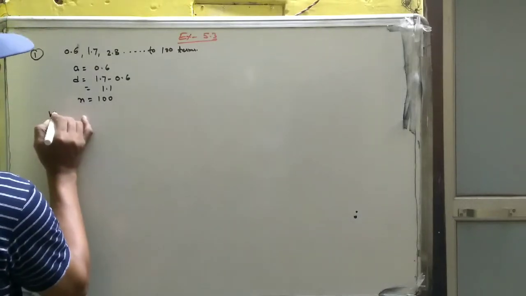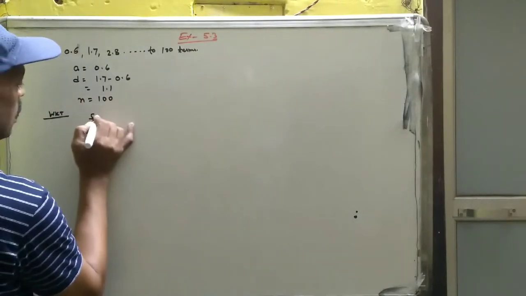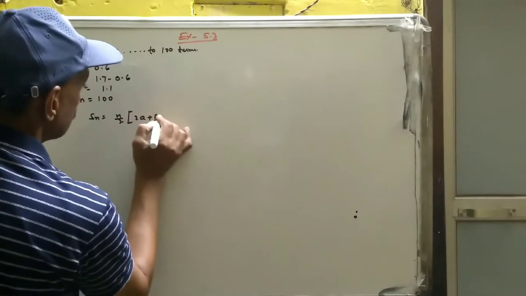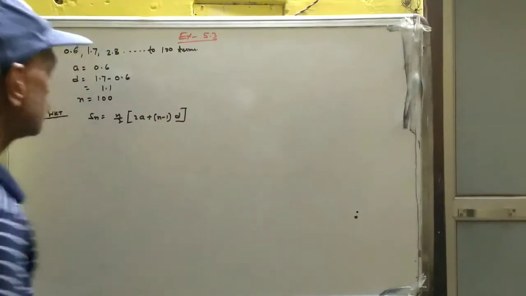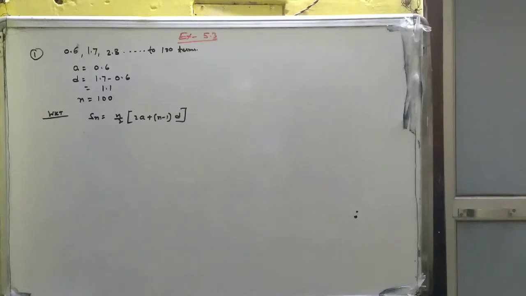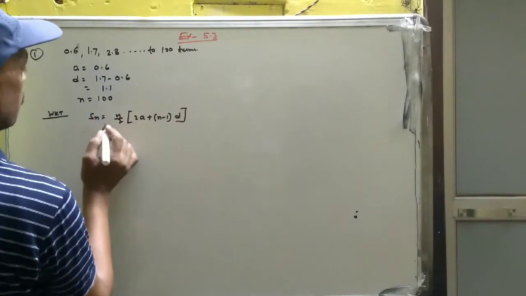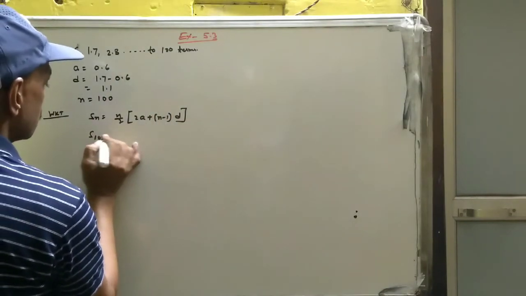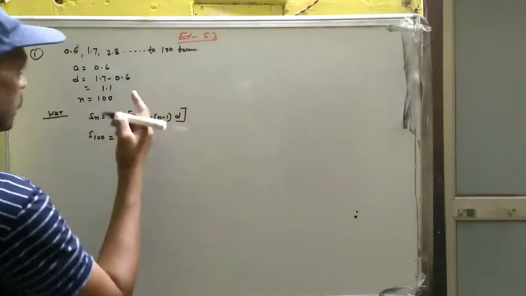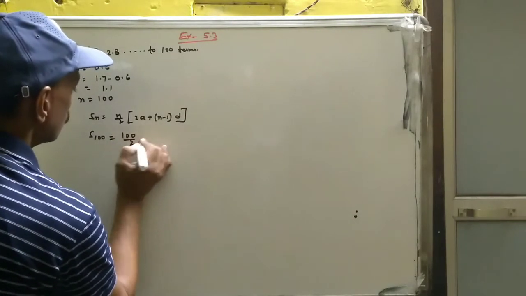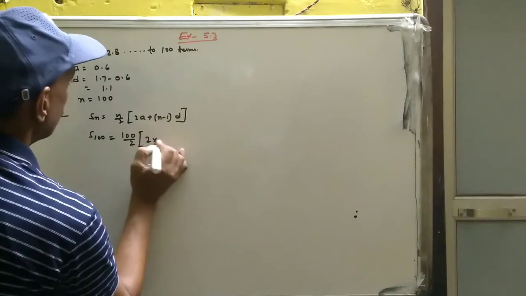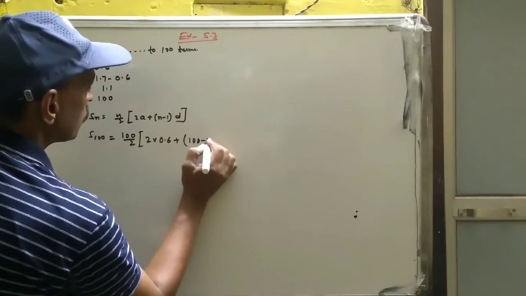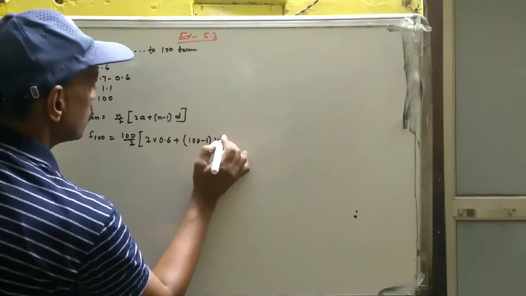So we know the formula, Sn equal to n by 2 into 2a plus n minus 1 into d. This is the formula to find out the sum of nth term. So now see, in place of n in Sn we will write 100. So S100, n is 100. So write here 100 by 2, 2a, so 2 into 0.6 plus n is 100, so 100 minus 1, and d we have found 1.1.